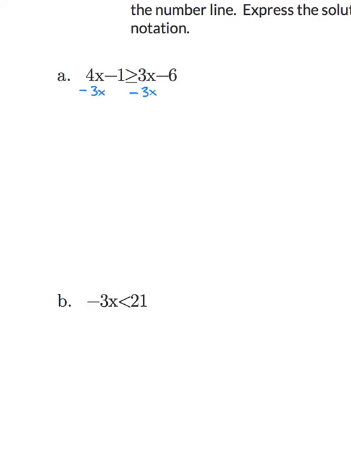When we subtract 3x, we get x minus 1 and negative 6. Now remember that when subtracting, we don't have to flip the inequality sign. So we get x minus 1 is greater than or equal to negative 6. With all of our variables on the left, we now want to move all constants to the right. So in order to get rid of minus 1, I want to add 1 to both sides. So our final answer is x is greater than or equal to negative 5.